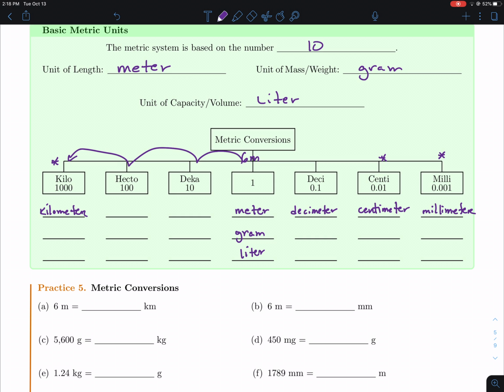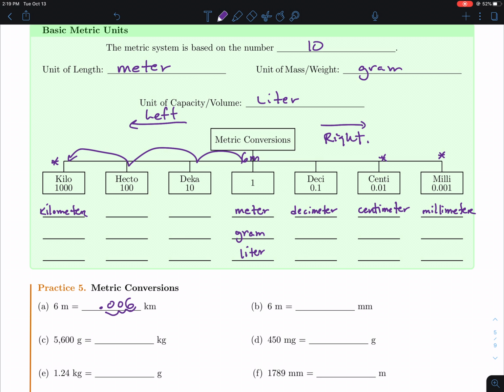So 6 meters, sorry, would be the same thing as, so 1, 2, 3, 0.06 kilometers. So I'm really just moving the decimal point however many places. And so if I go this way, I move the decimal to the left. If I move this way, I move the decimal to the right.